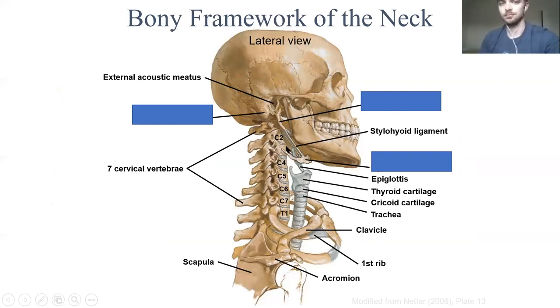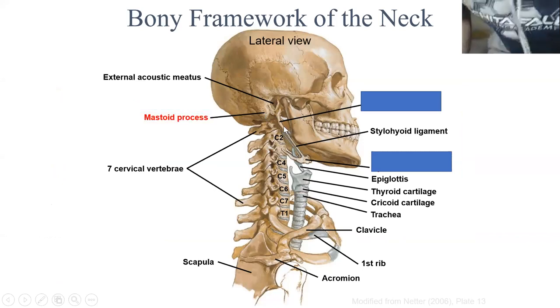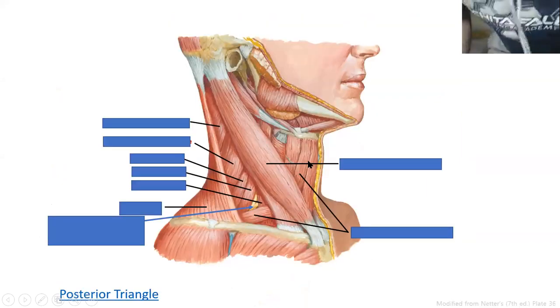All right, this one should be easy. Starting off with the easy stuff. What is this? Mastoid process. Styloid. Thyroid. Easy points. All right, so I think it starts here. Trapezius. Yep.